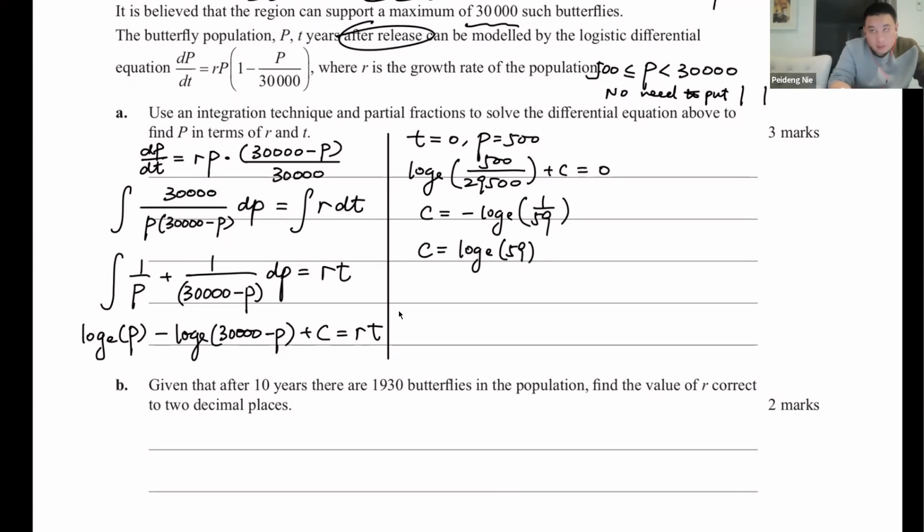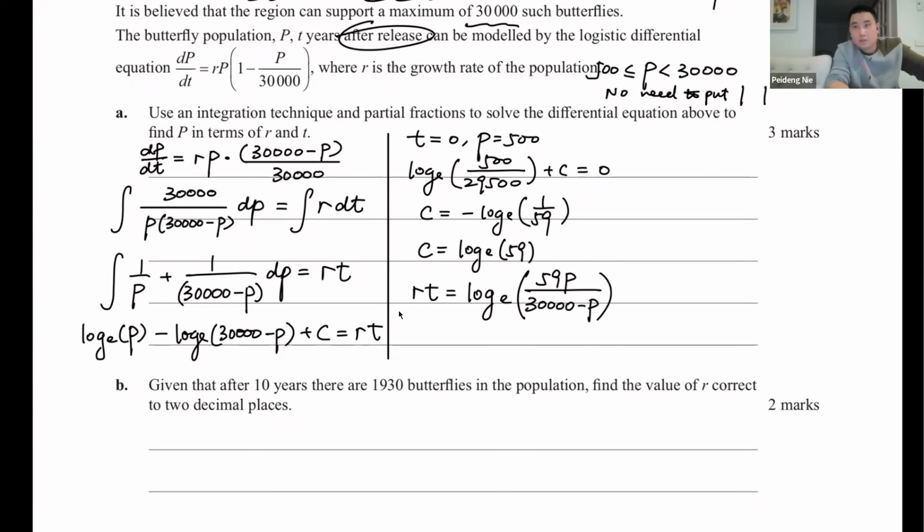So with the C value here, I'm going to say the combined version, RT equals log e 59 times P divided by 30,000 minus P, okay? It's quite a bit of by hand work for a 3 marks question, but fortunately the question didn't stop us from using the calculator for P in terms of T.